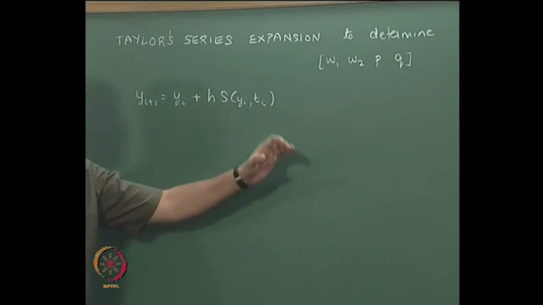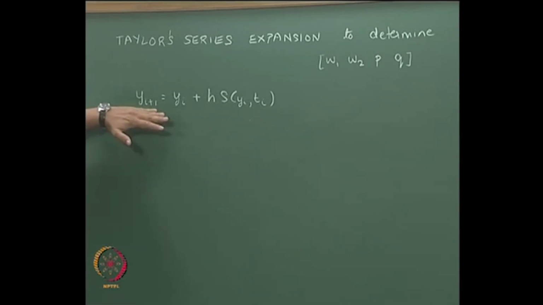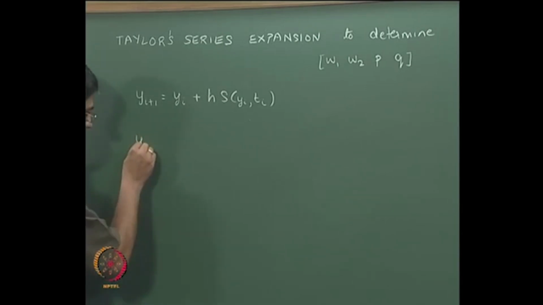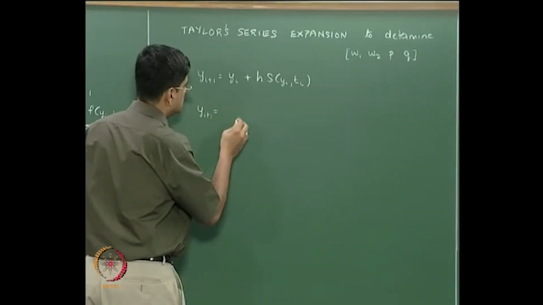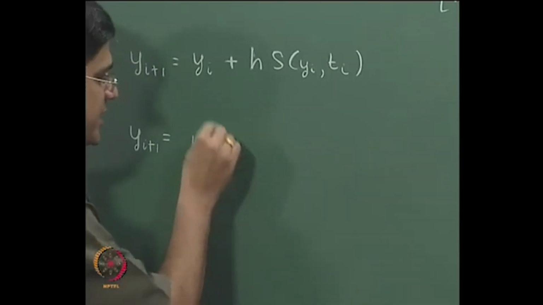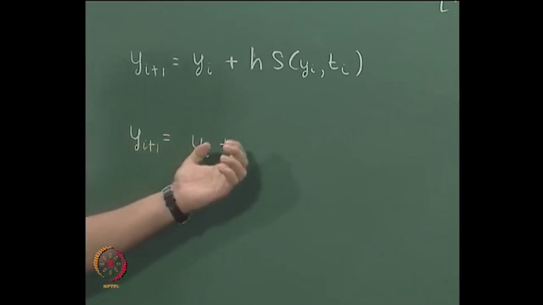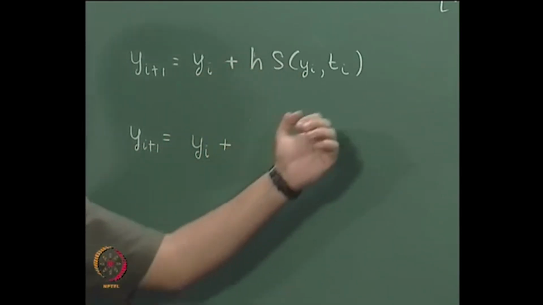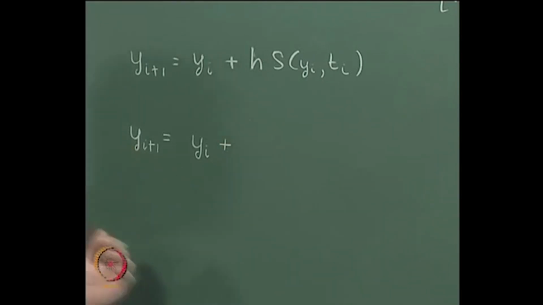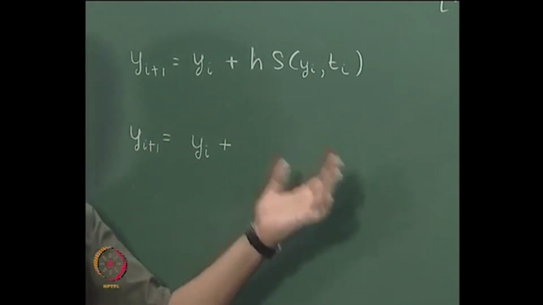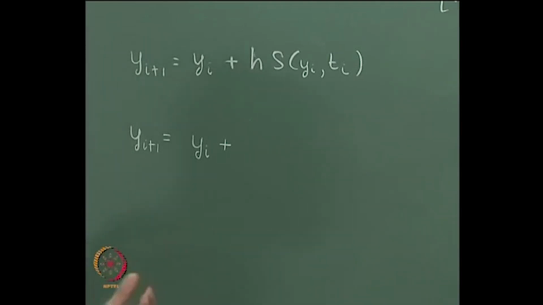So one obvious thing that we are going to do is get a Taylor series expansion for yi plus 1 around the value at yi. So yi plus 1 is going to be equal to yi plus delta multiplied by dyi by dt plus delta squared multiplied by d squared y by dt squared, and so on and so forth. What is the delta? The delta is nothing but our h.